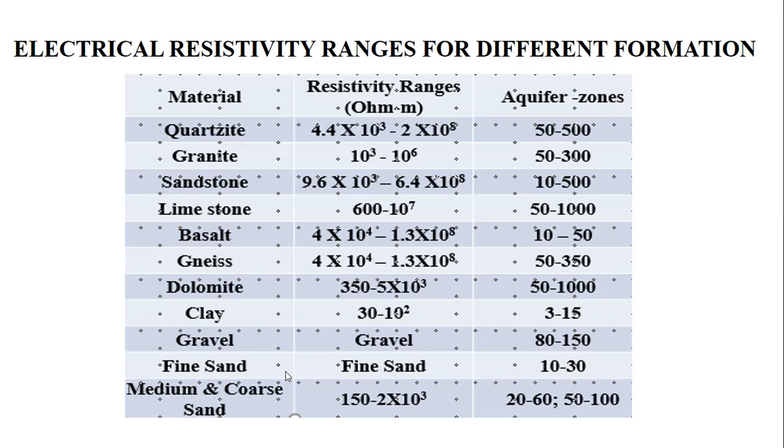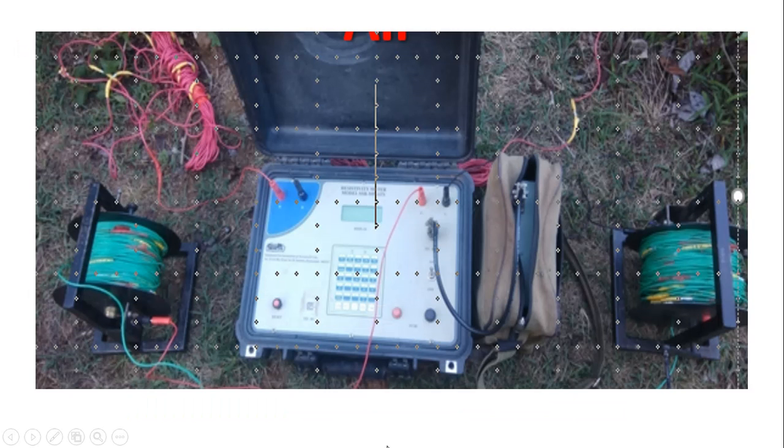Electrical resistivity for different rock formations is given here. Quartzite and weathered rock formations have resistivity ranges between 4.4 and 2, and granites, sandstones and limestones are very good aquifer zones. Clays are non-permeable or impermeable, with very low or very high resistivity ranges, and they won't yield a good quantity of water, so they are not good aquifer zones. This is the machine, the electrical resistivity meter, used for electrical resistivity analysis.